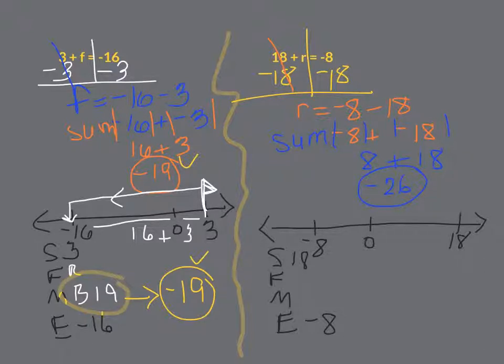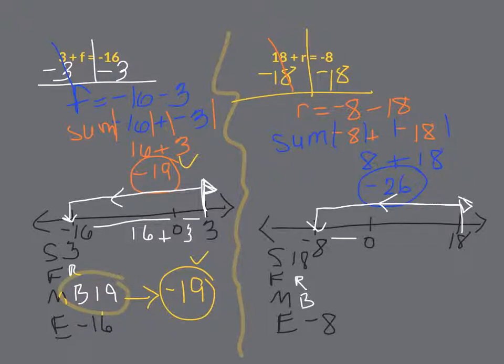I'm going to start at my 18. I have to decide which way to face. I'm facing to the right. Here I am facing to the right. I need to get to negative 8, which means I'm going to move in this direction. This direction is back. I know I'm moving back. How far did I move back?